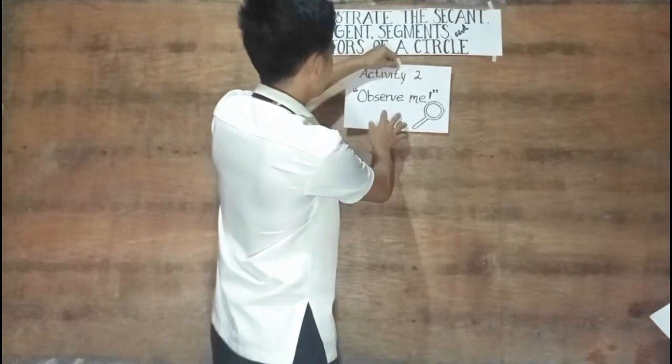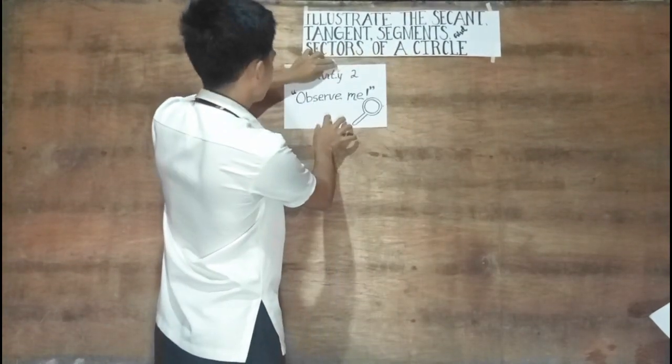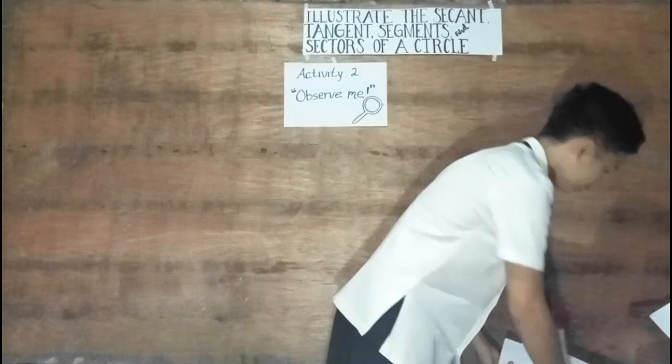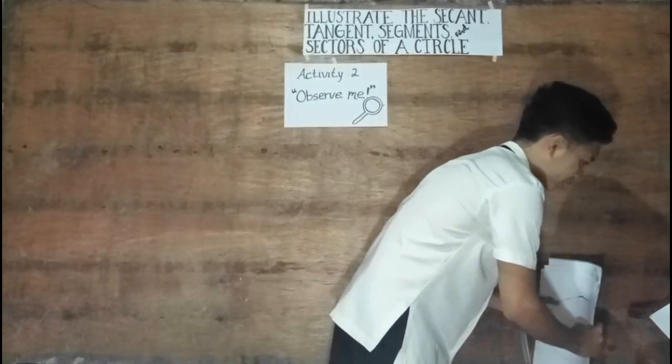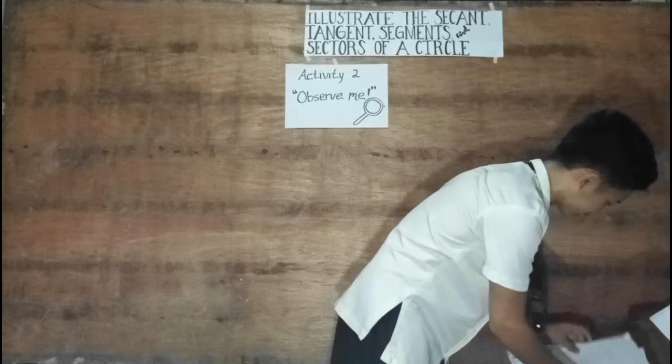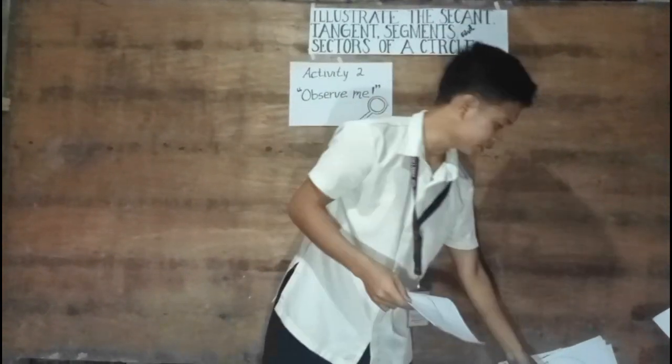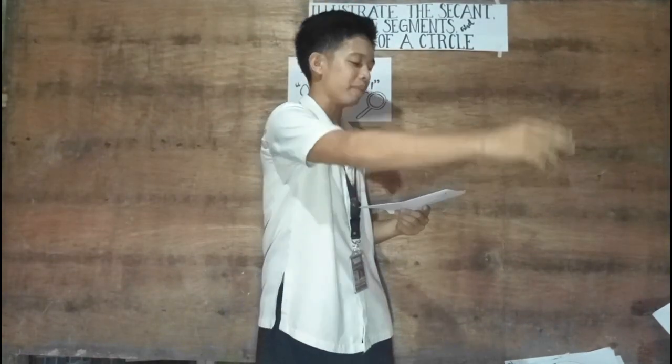That is called activity 2, which is observe me. In this activity, mag-group tayo into 6. So yung mga tatawagin ko, yun yung magkakagrupo at pumunta na sa kanilang upuan, which is group 1, group 2, group 3, group 4, group 5, and group 6.